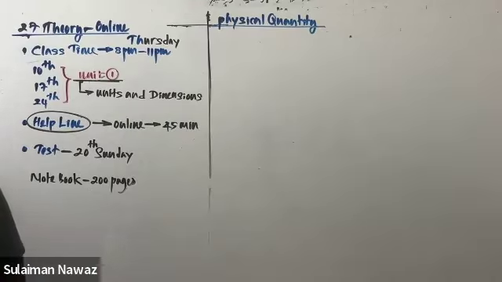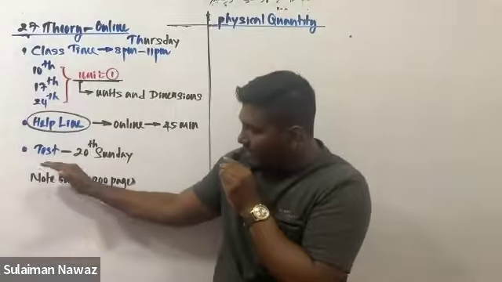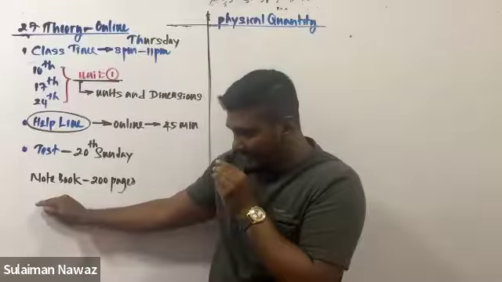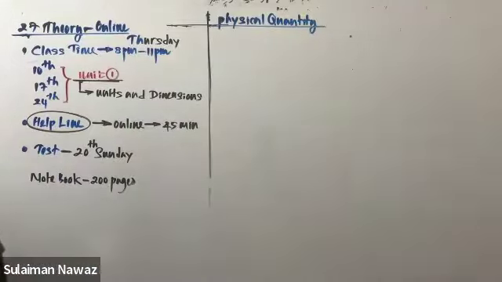Okay. So put your subtopic in your notebook. Unit 1, units and dimensions. Subtopic: physical quantity. Write down.